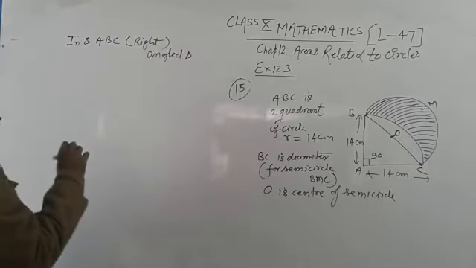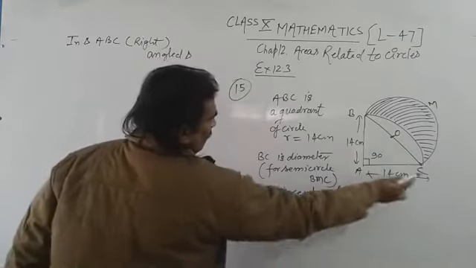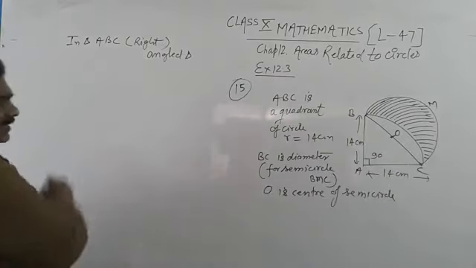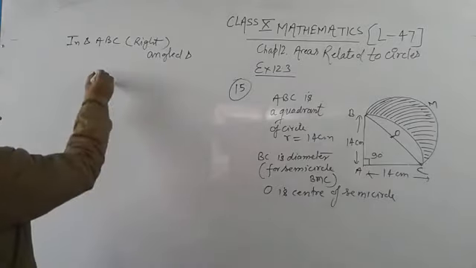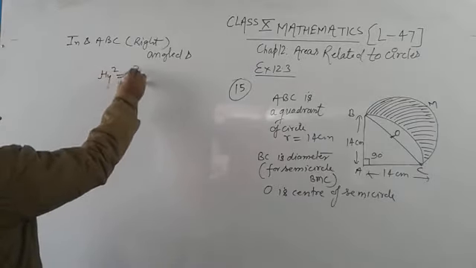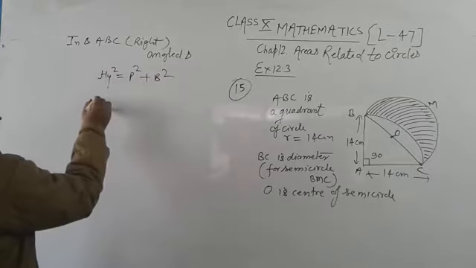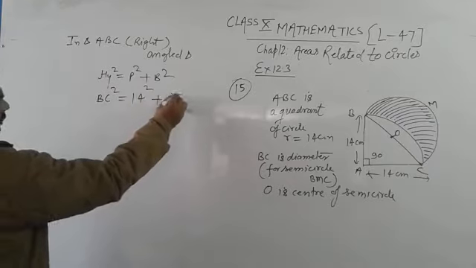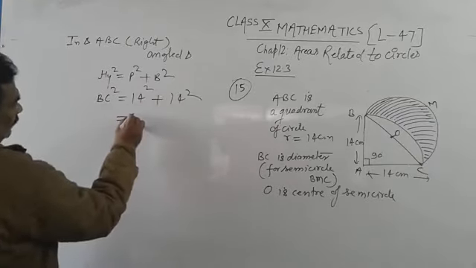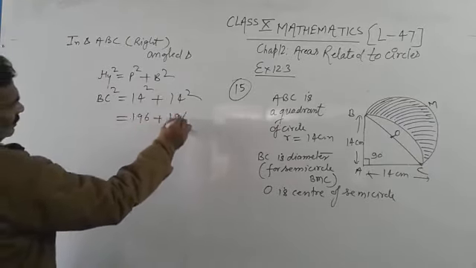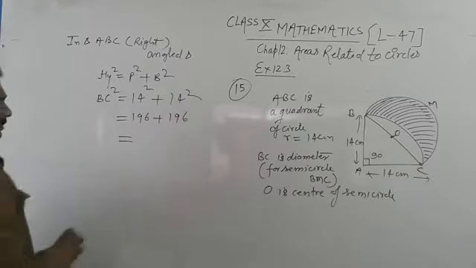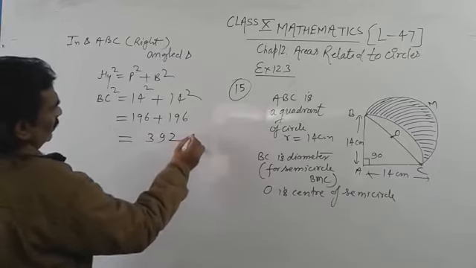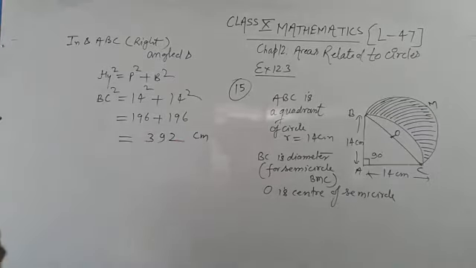here AC and AB are both equal. It means this is a right angled isosceles triangle. Okay. So using Pythagoras theorem, hypotenuse square is equal to perpendicular square plus base square. Here the hypotenuse is BC square, where the perpendicular is 14 square and the base is also 14. So it becomes 196 plus 196, and if we add this, 392 centimeter square.